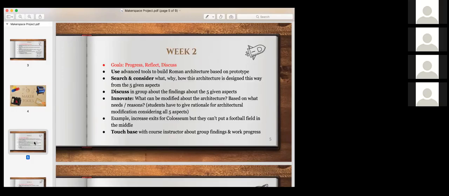We also want the students to be more creative and innovative. Based upon their understanding of those architectures, they might be able to do more modification and adjustment to see whether it worked or not. And the teachers and instructors will help them with the group findings and work progress.